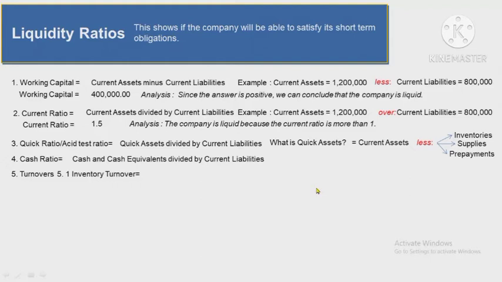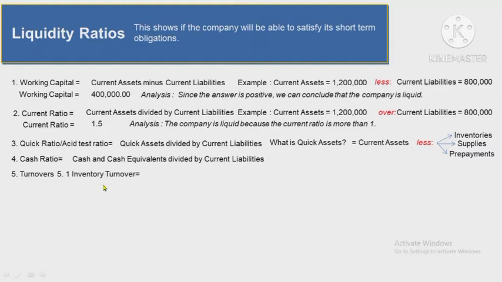So tip number 1. Since turnovers are a fraction with a numerator and denominator, on the denominator, you put whatever is in the name of the turnover. To understand what I mean, for example, this is inventory turnover, right? So you put on the denominator the average inventory. So average inventory comes from here, inventory turnover.